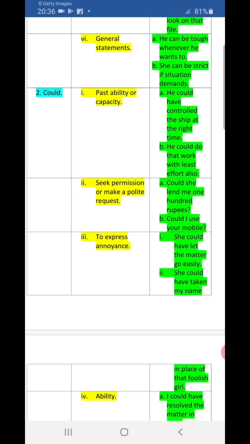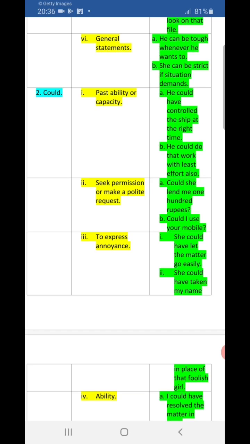Okay, next one. Number B. He could do that work with least effort also. So he could have done something. He could have done a work with least effort. Perhaps he was that much of capable. That's why.